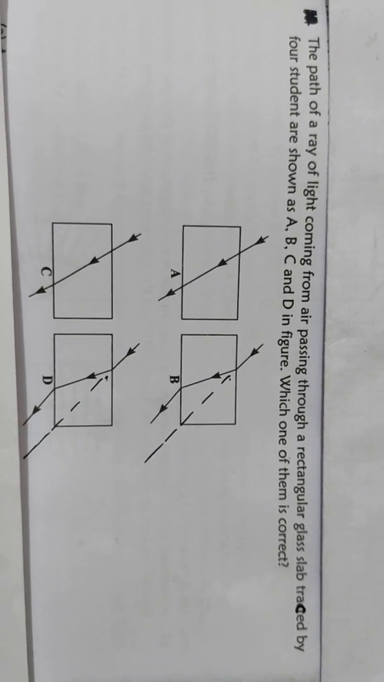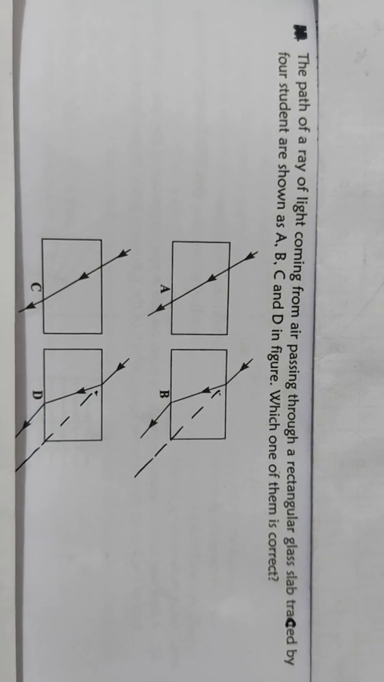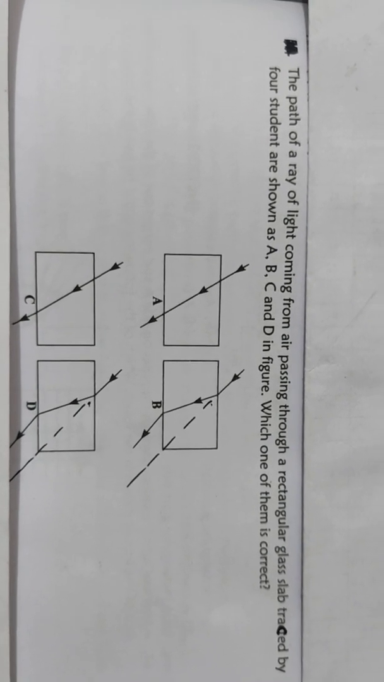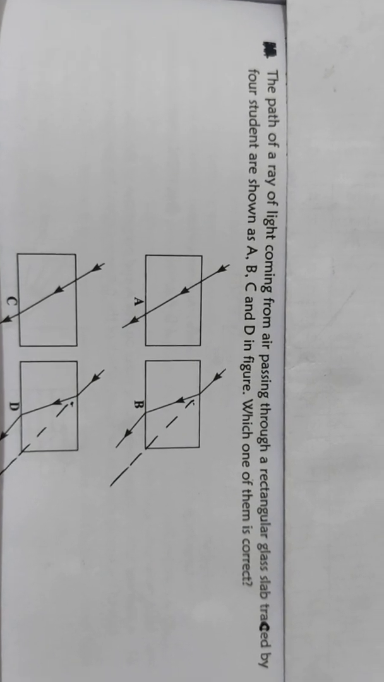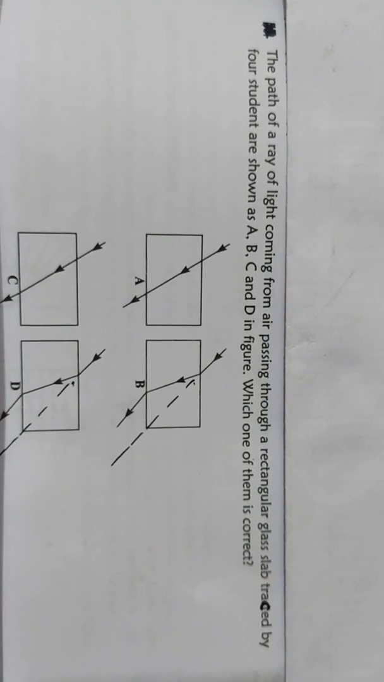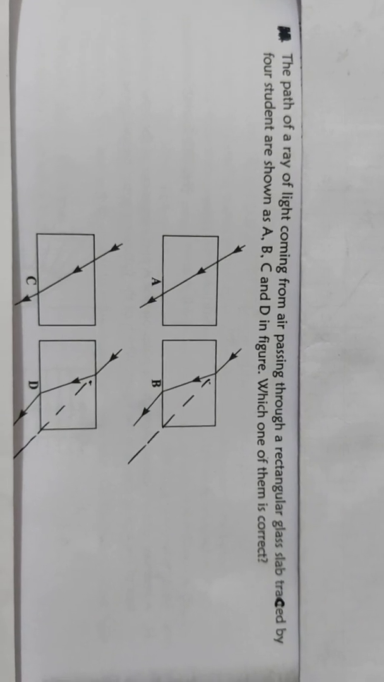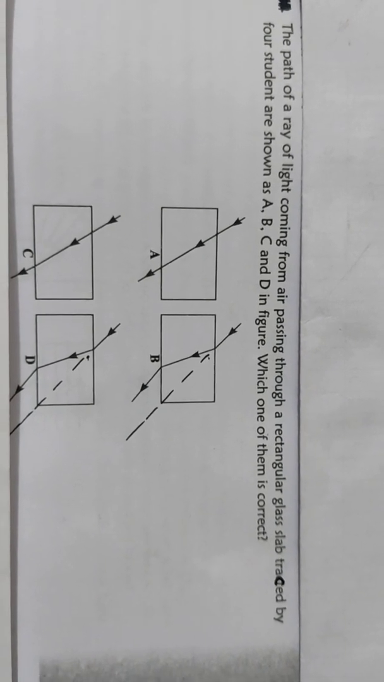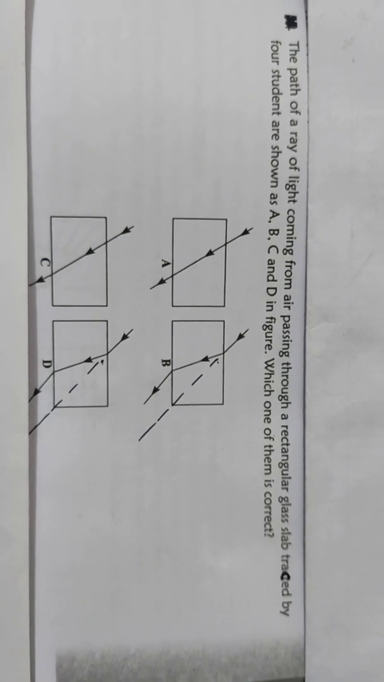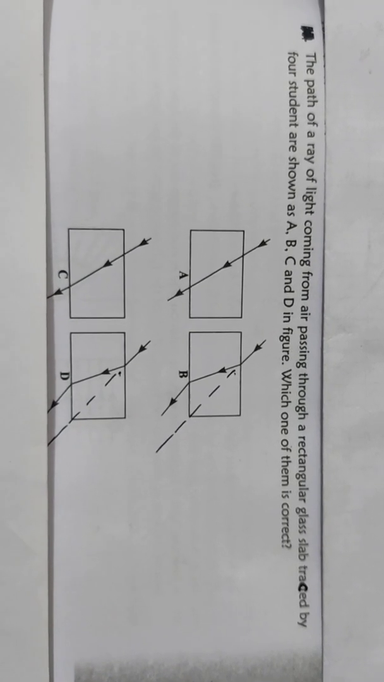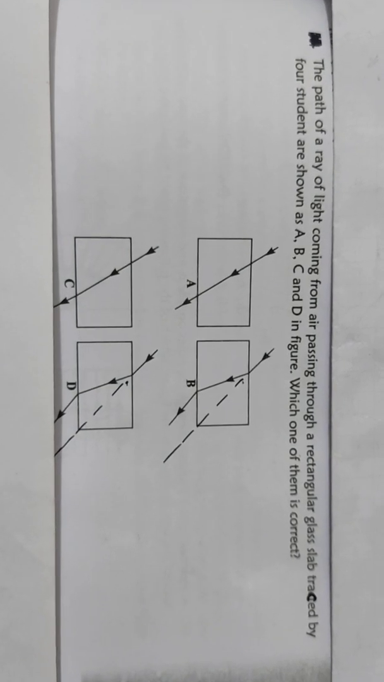Now the second MCQ is: the path of a ray of light coming from air passing through a rectangular glass slab traced by four students are shown as A, B, C and D in the figure. Which one of them is correct? Now, let me tell you students that the dotted lines which are shown in diagrams B and C are put by me. Actually, they are not present in the question.